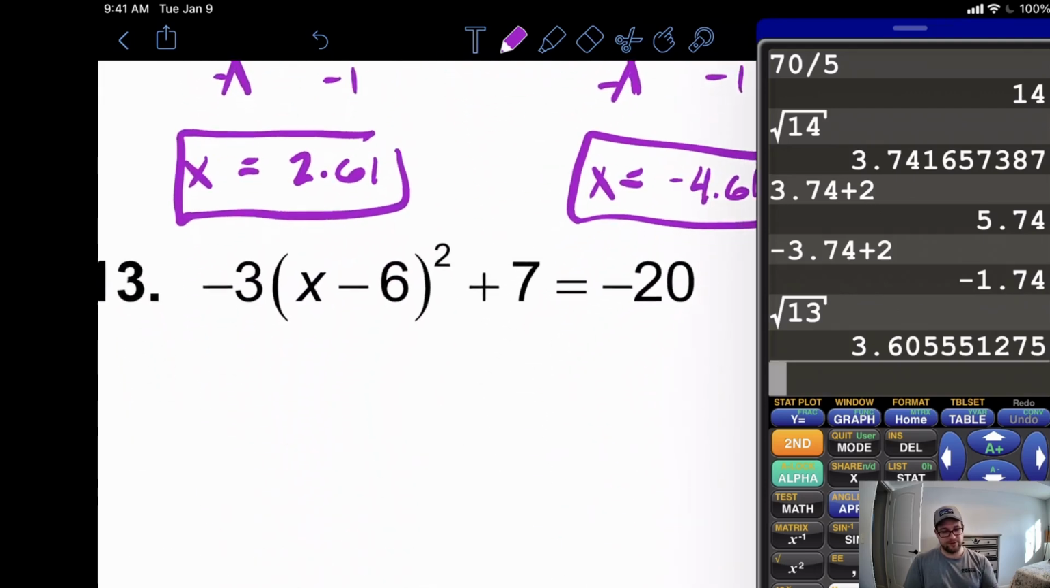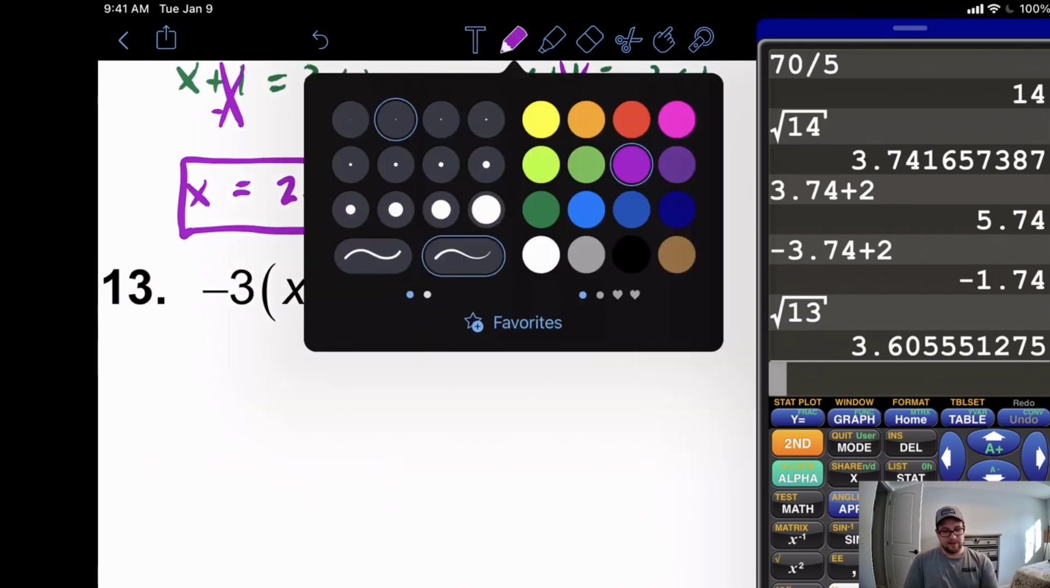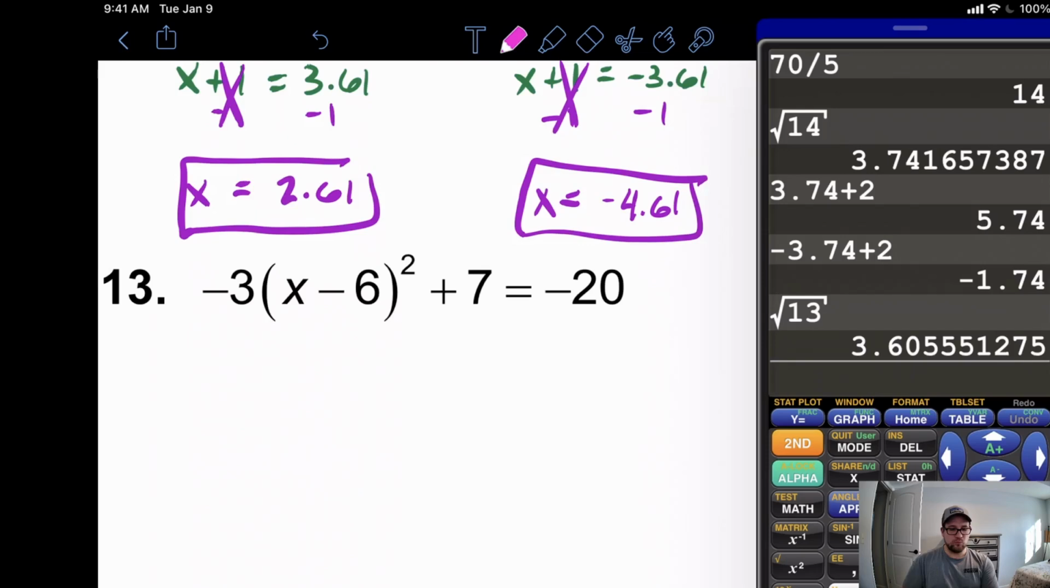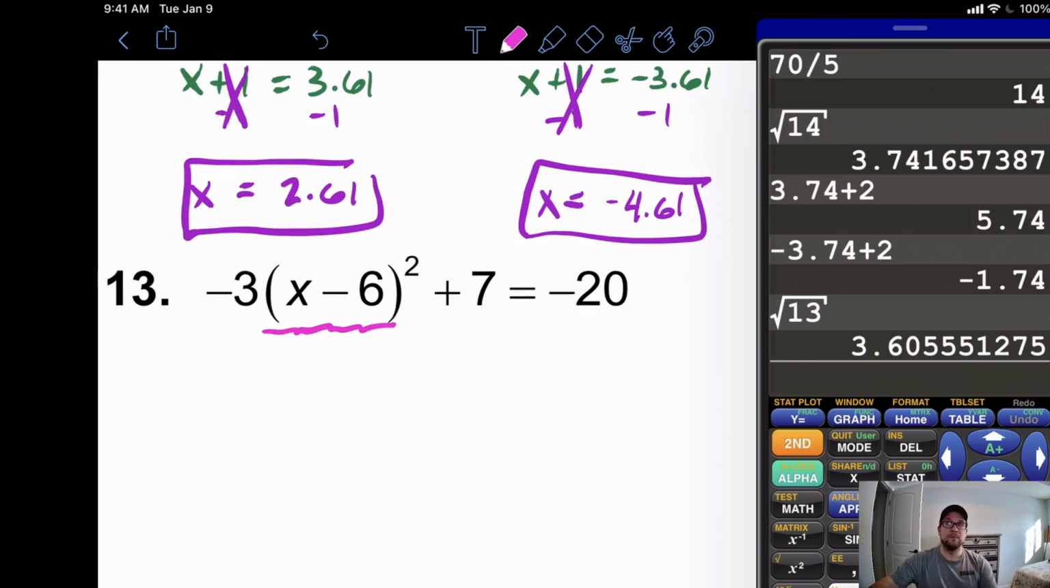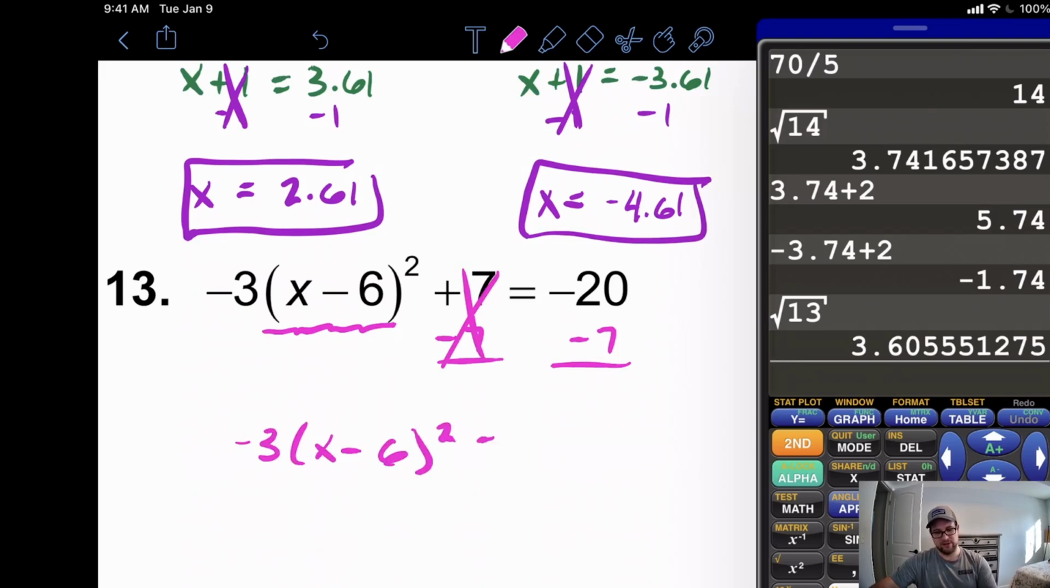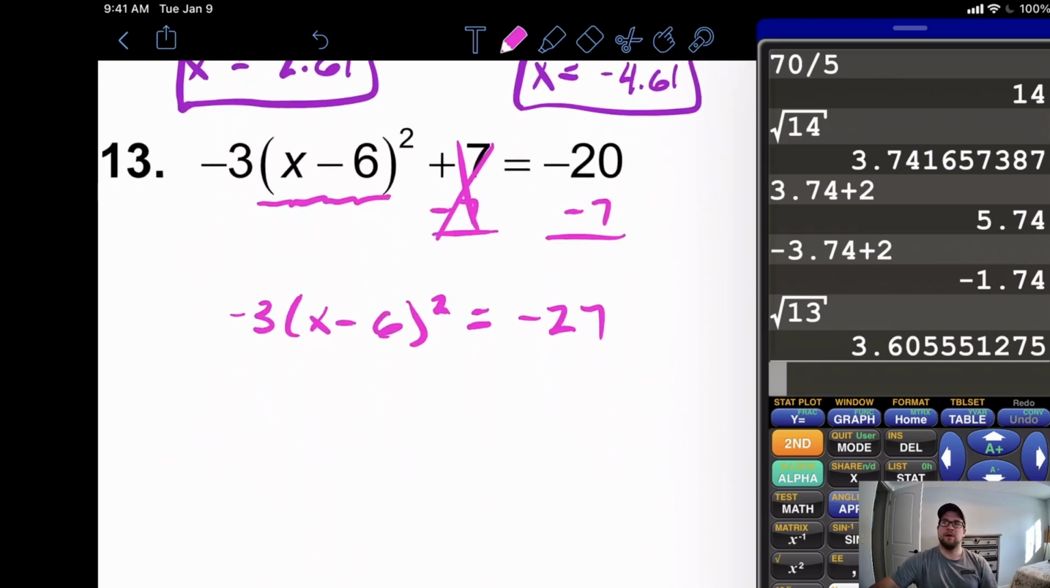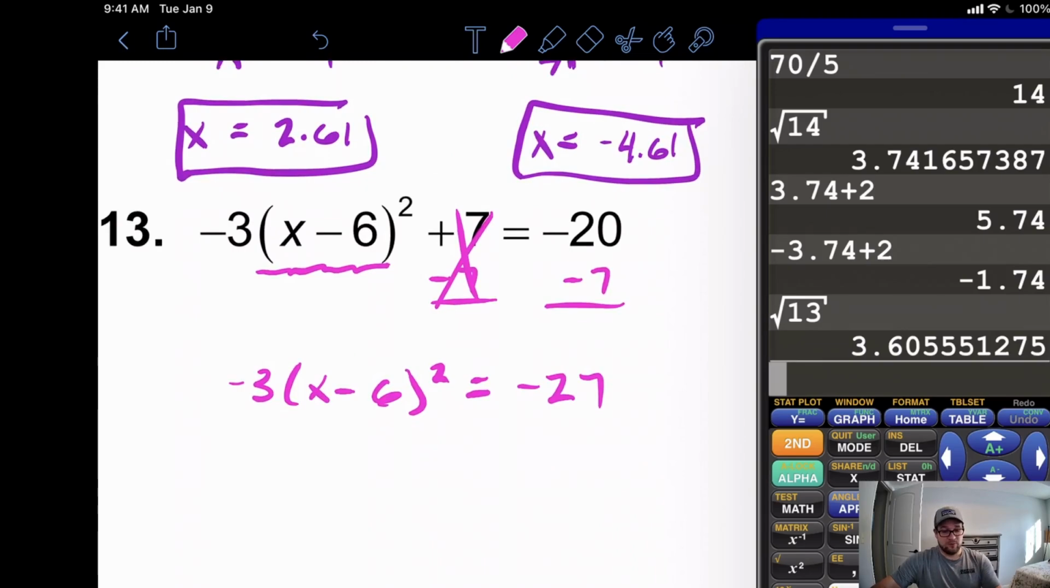Here it is. Last one for today. Now, in this problem, we want to get whatever's being squared alone. So we're going to start by taking 7 away from everything. It's going to leave me with a negative 3 times x minus 6 squared is equal to a negative 27. Now, once I get this far, we got to get rid of the negative 3. So we're going to divide both sides by negative 3.